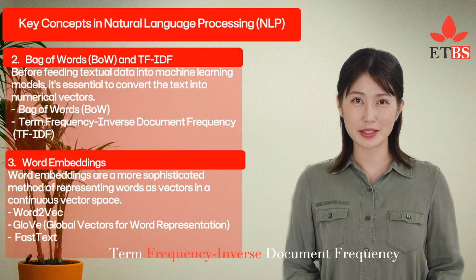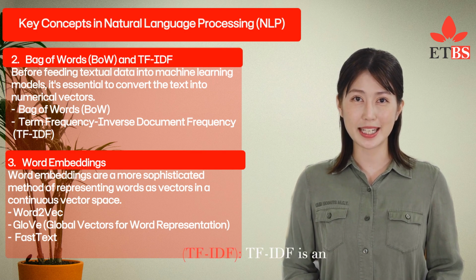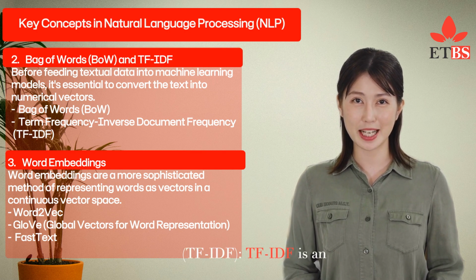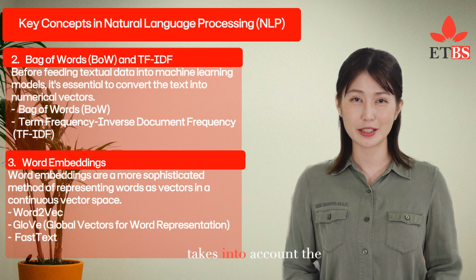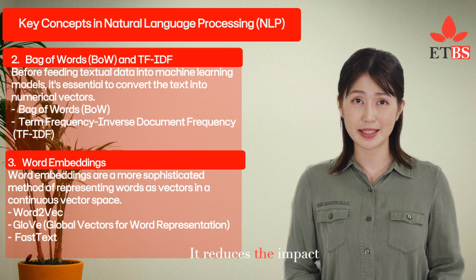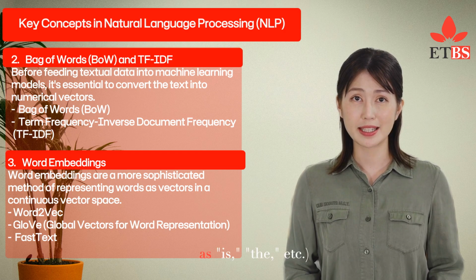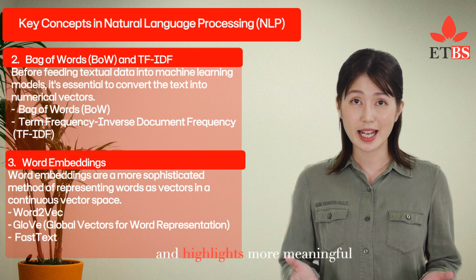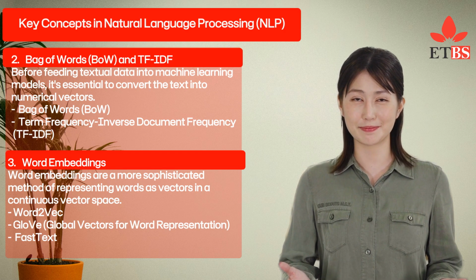Term frequency inverse document frequency, TF-IDF. TF-IDF is an improvement over BoW that takes into account the importance of words in a document relative to a collection of documents. It reduces the impact of common words such as is, the, etc., and highlights more meaningful terms.